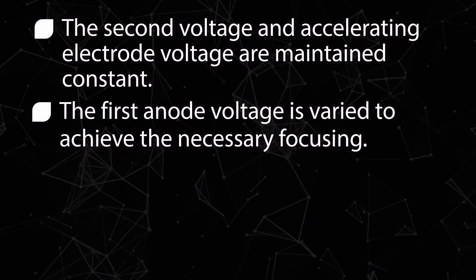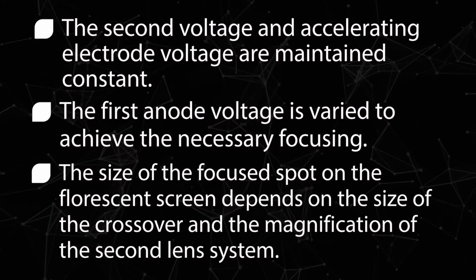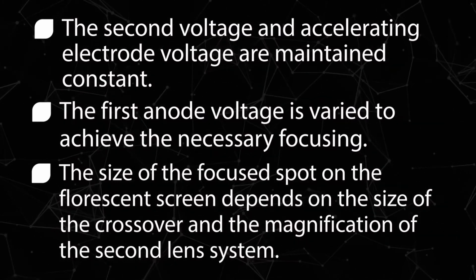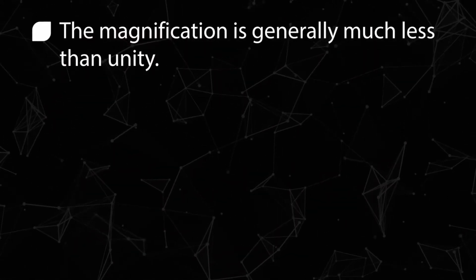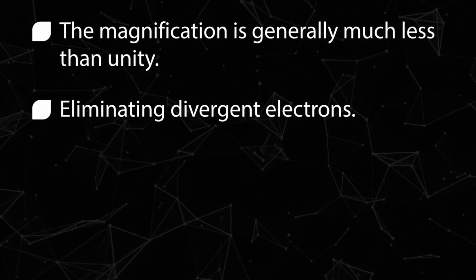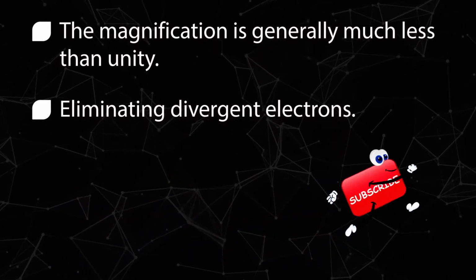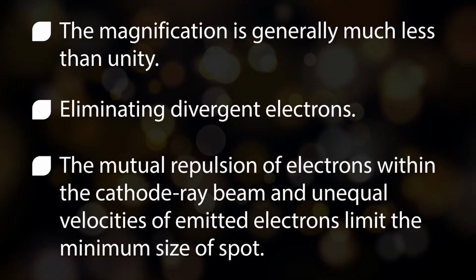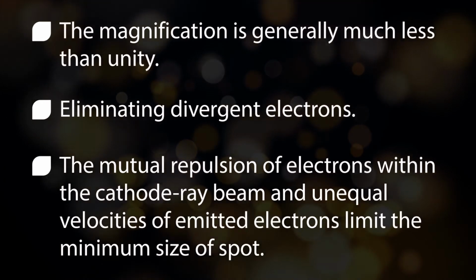The size of the focused spot on the fluorescent screen depends on the size of the crossover and the magnification of the second lens system. The magnification is generally much less than unity. To reduce the dimension of the focused spot, the apertures in the gun may be made small, thus eliminating divergent electrons. The mutual repulsion of electrons within the cathode ray beam and unequal velocities of emitted electrons limit the minimum size of spot.